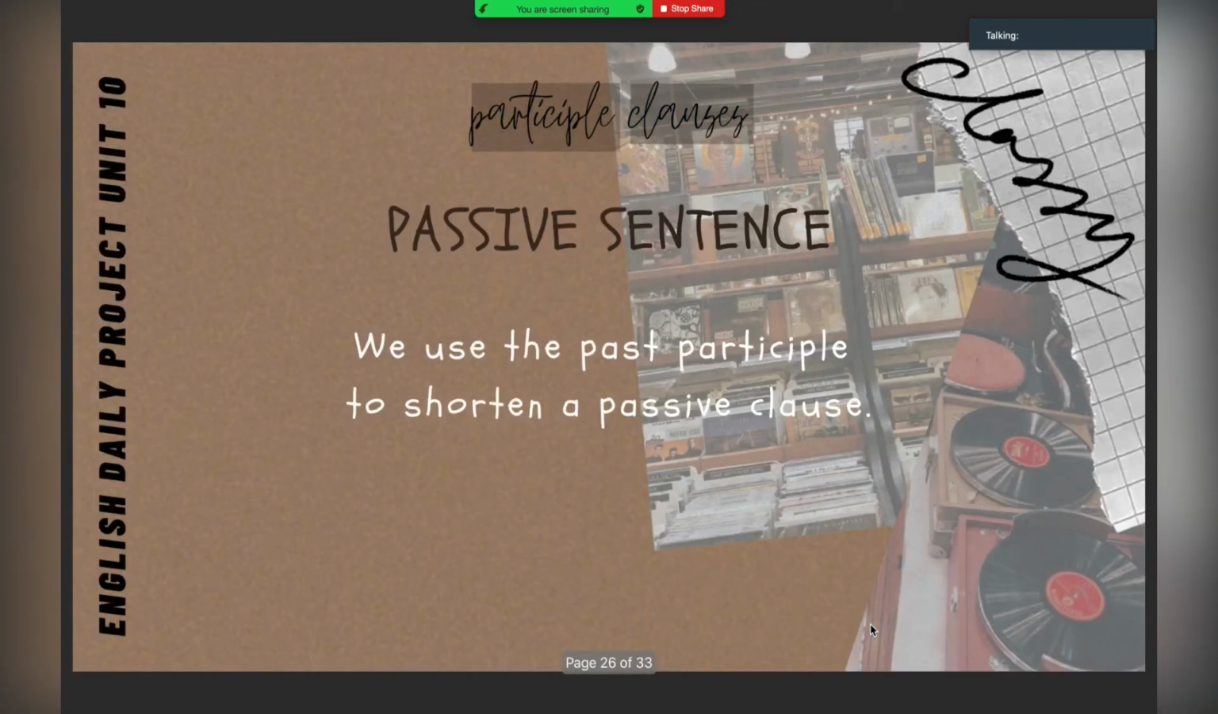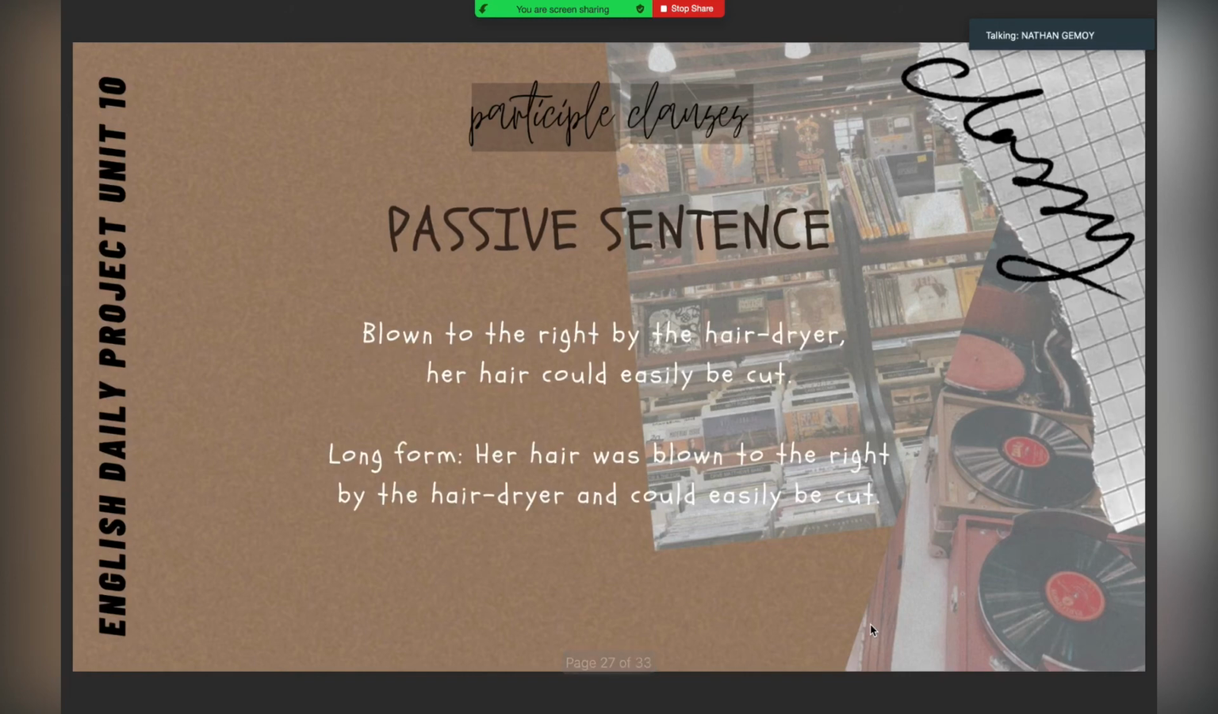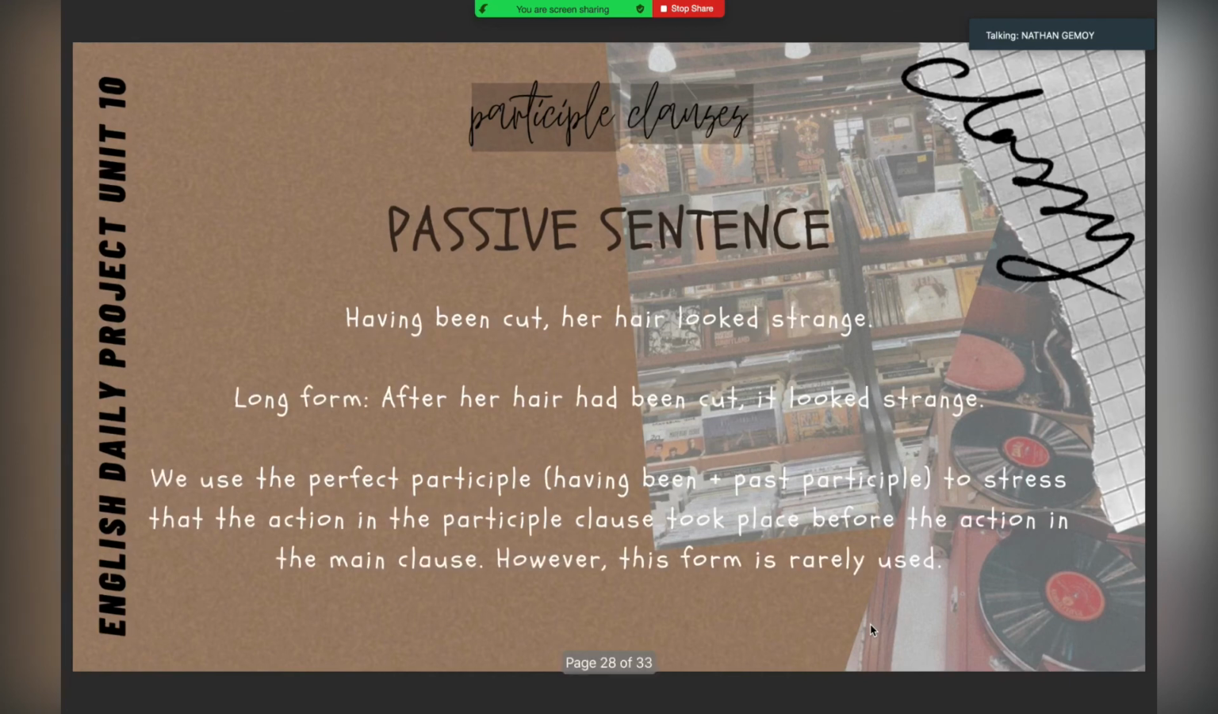Passive sentence. We use the past participle to shorten a passive clause. For example, blown to the right by the hair dryer, her hair could easily be cut. We can also say that her hair was blown to the right by the hair dryer and could easily be cut. Our example is, having been cut, her hair looked strange. We can say that after her hair had been cut, it looked strange.